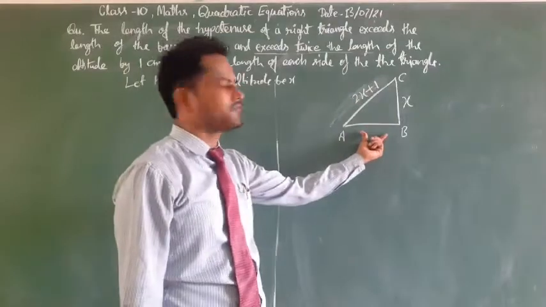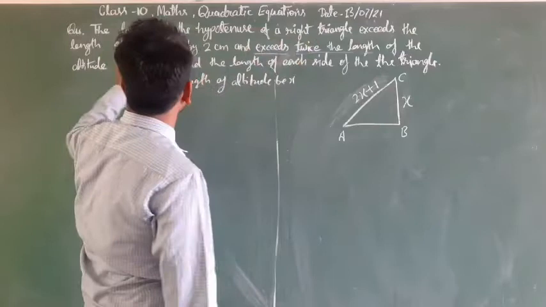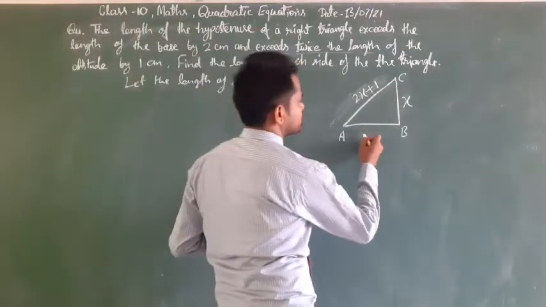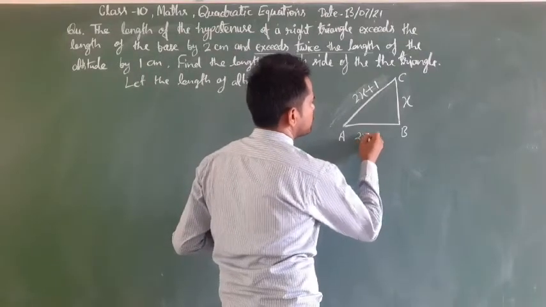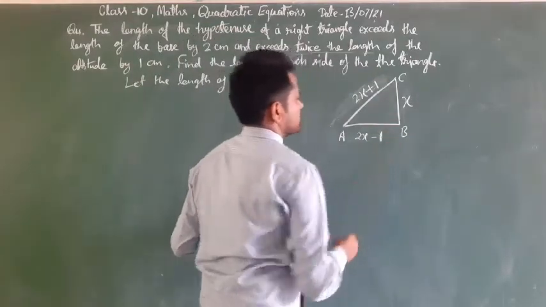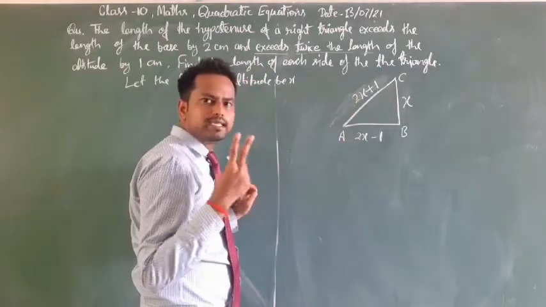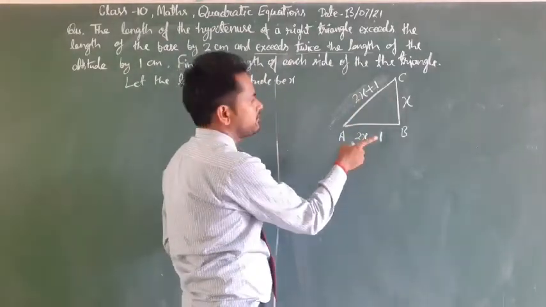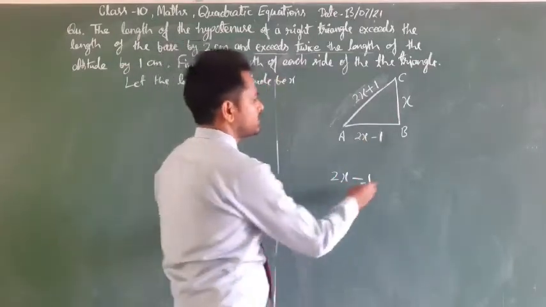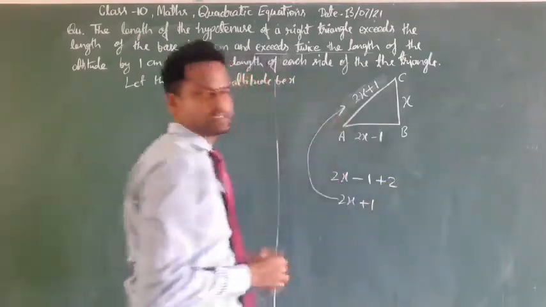And what about the length of base? The length of the hypotenuse of the right triangle exceeds the length of the base by 2 cm. It means the base would be 2x minus 1. The hypotenuse exceeds the base, that means 2x minus 1 is the base, then add 2, and you get 2x plus 1, that is the hypotenuse. Got it?